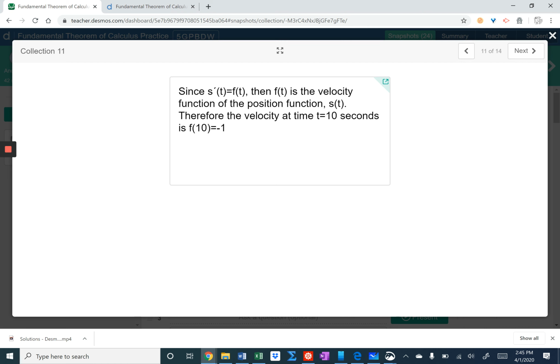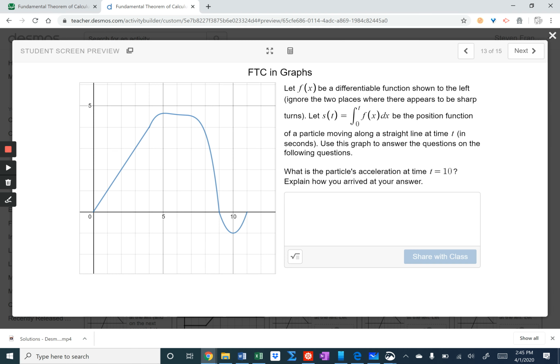And there's an explanation from one of your classmates. Now the next one is to go one more step. What is the particle's acceleration at t equals 10? So we're going to take the derivative again. So the acceleration is the derivative of the velocity function, which in this case is going to be f prime of t. So I need f prime of t.